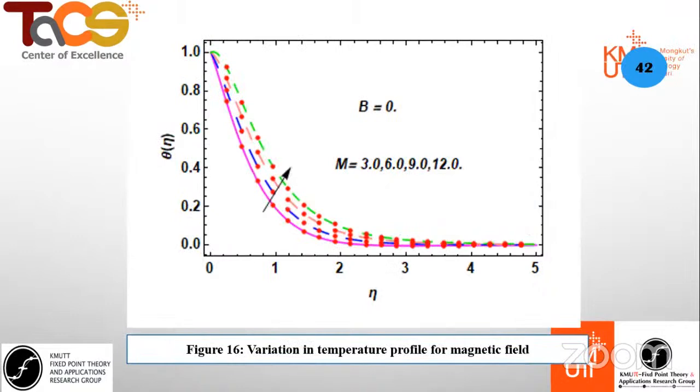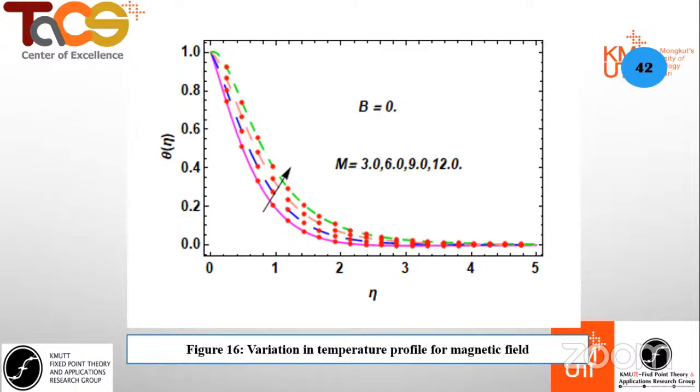Okay, magnetic parameter on the temperature profile. So the impact of magnetic parameter on temperature profile is shown in figure 16. From the figure, we can see that magnetic parameters such as magnetic field strength can increase the temperature of a fluid through a process known as magnetic heating. Magnetic heating occurs when a magnetic field is applied to a conductive fluid, such as metal or electrolyte solution, causing the fluid to heat up due to the conversion of magnetic energy into thermal energy.